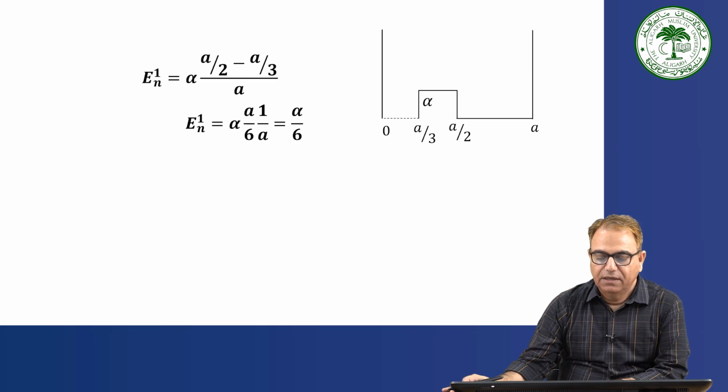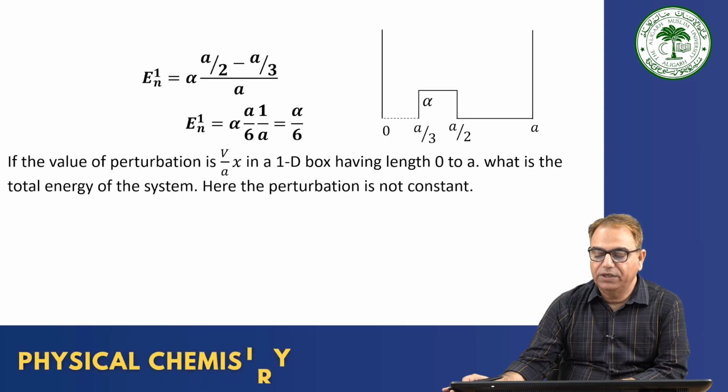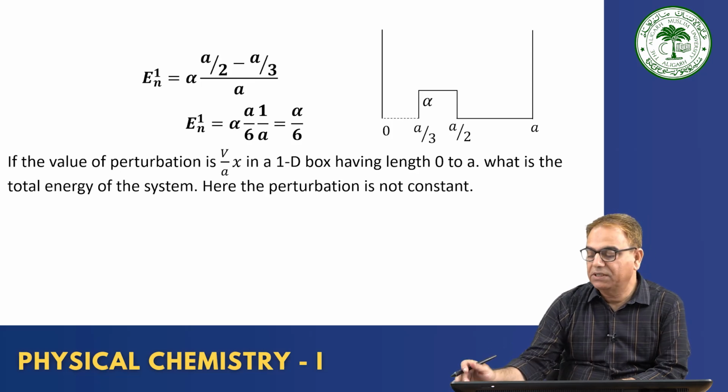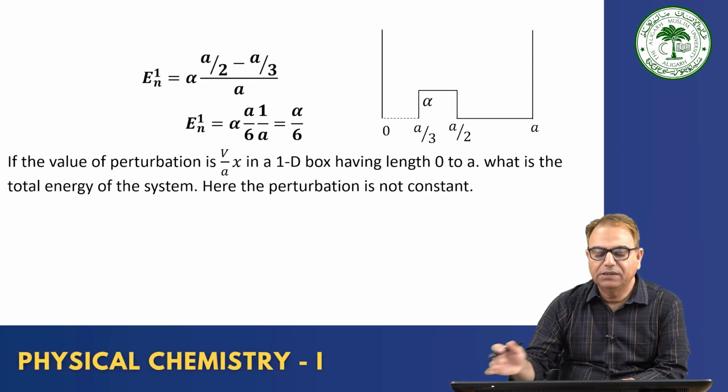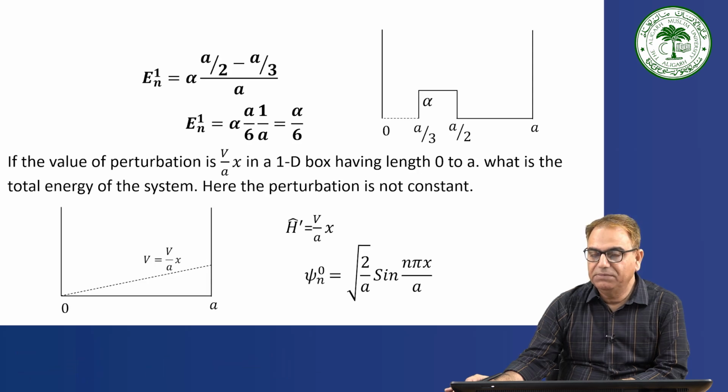Then again, if you have this problem: if the value of perturbation is Vx divided by A in a 1D box having length 0 to A, what is the total energy of the system? Here the perturbation is not constant. You see, Vx divided by A means perturbation is not constant, and this you have already done. It was the non-constant perturbation, like this one, Vx divided by A, and if you calculate for this, H prime is Vx divided by A.